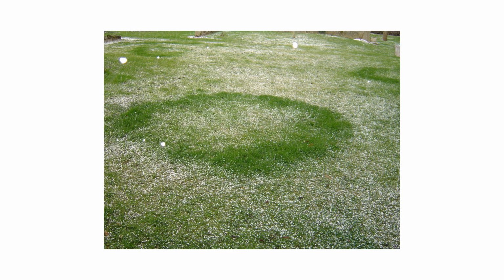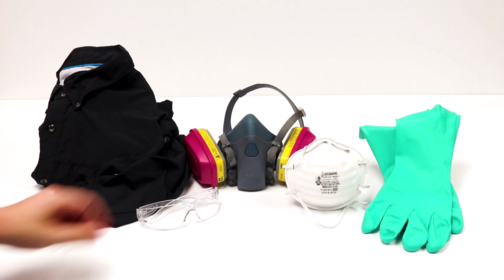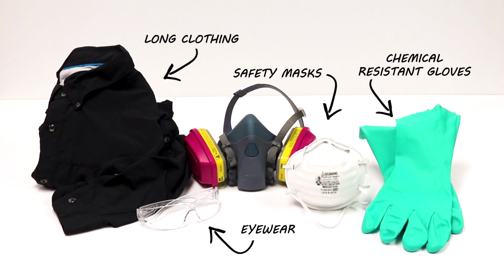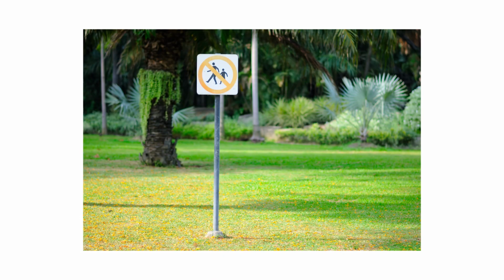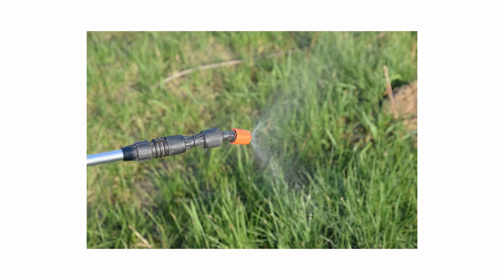After identifying your pest and inspecting your property, it's time to start treatment. Before starting any treatment, be sure to wear your personal protective equipment, or PPE, and remember to keep people and pets out of the treated areas until products dry completely. Chemical control is not often necessary when dealing with fairy rings. However, you can apply some products to help control fungi on your property.